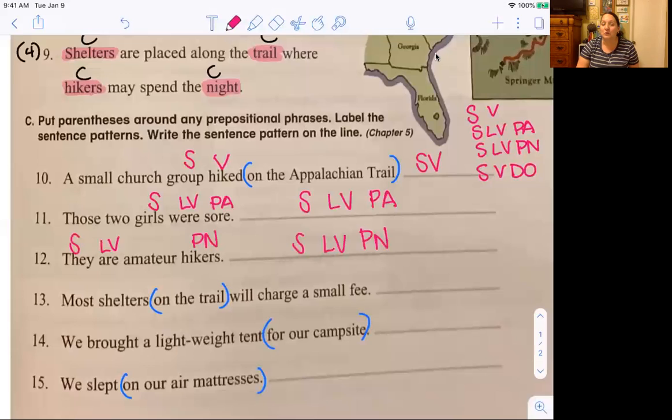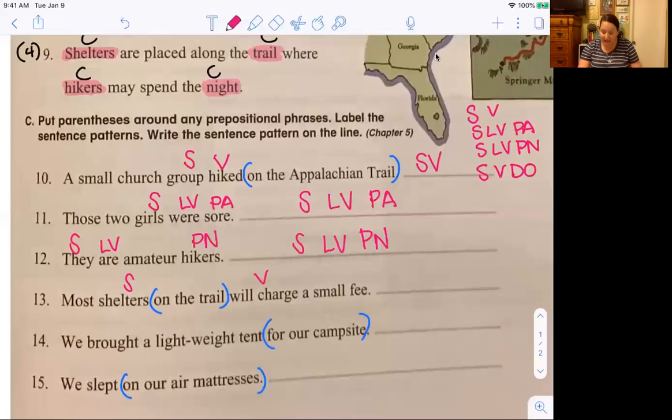Now, if you want to challenge yourself, press pause here and try 13, 14, 15. If you want to do them with me, go ahead and don't press pause and let's do them together. Number 13, most shelters will charge a small fee. I took out the prepositional phrase because that's not going to be part of our sentence pattern. What's our verb? Will charge. And it's an action verb. Who or what will charge? Shelter, so it's a subject. Now we have to ask the question because there's words after the verb. Will charge what?